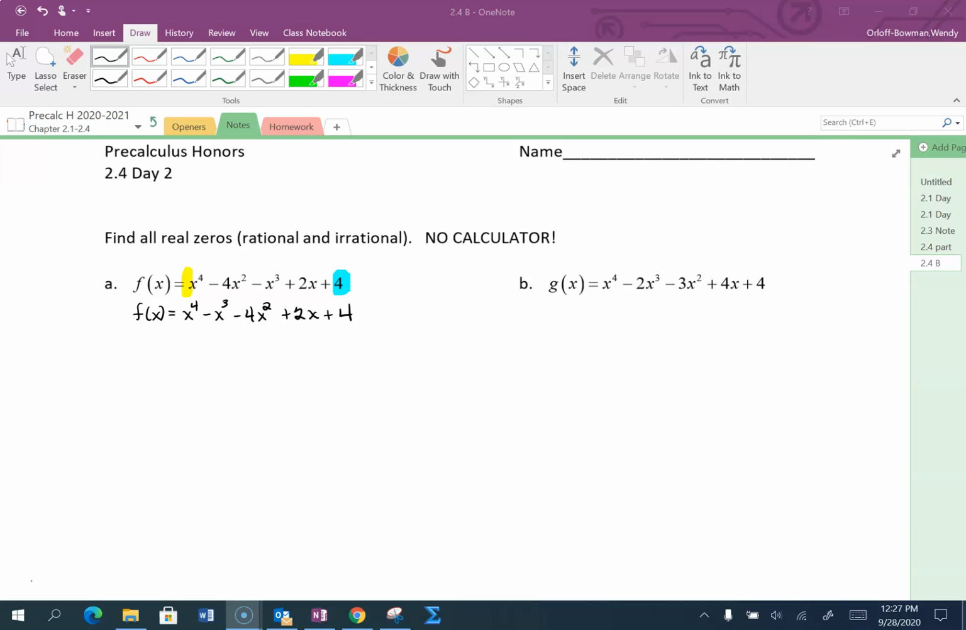But let's go back to the possible zeros. I take the factors of 4, which in our prior lesson we called p, and that's plus or minus 1, plus or minus 2, plus or minus 4. And we're going to divide it by the factors of q, which are just plus or minus 1. So our possible zeros are simply this. These are only our potentials, so we've got to confirm them.